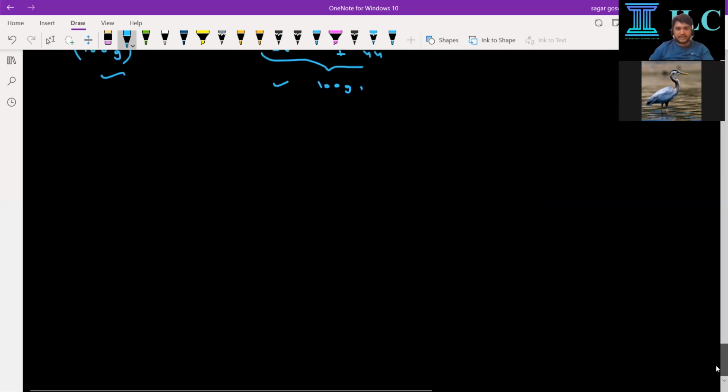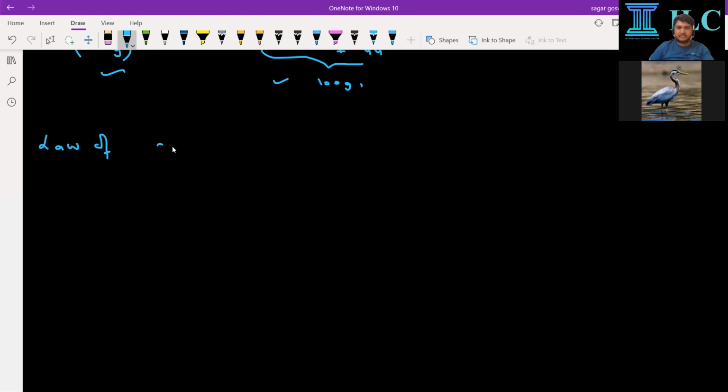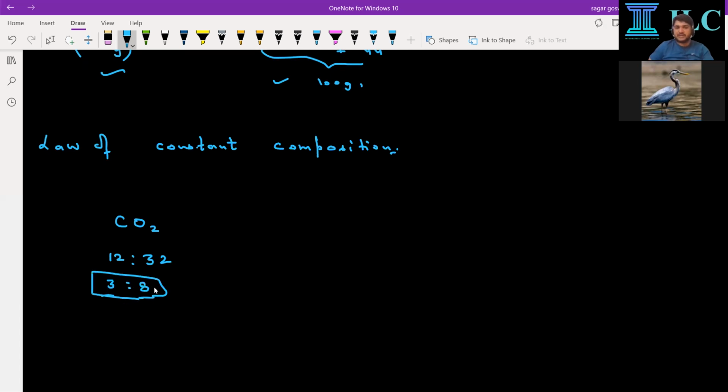Okay, and the last law which I want to cover here is the law of constant proportion. Whenever you are making a compound, they are combining in a fixed, simple ratio. Say law of constant proportion or law of constant composition. For CO2, what is the mass of carbon? 12. What is the mass of oxygen? It is 2 into 16, it is 32. What is the simple ratio? 12 and 32 gives a simple ratio of 3 to 8. So this is a constant composition.